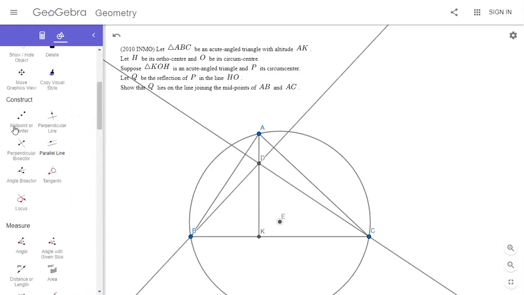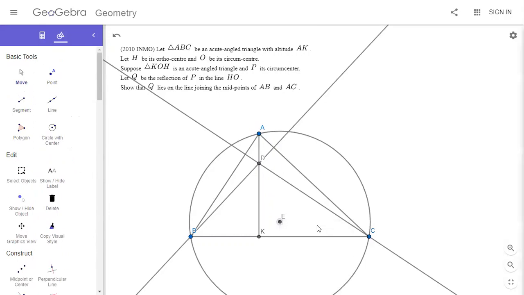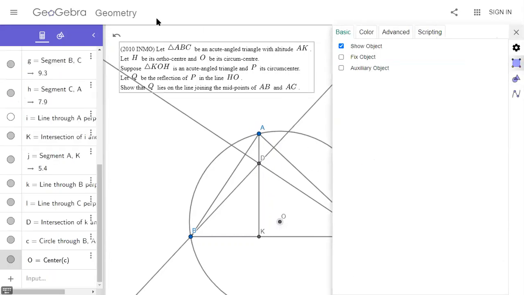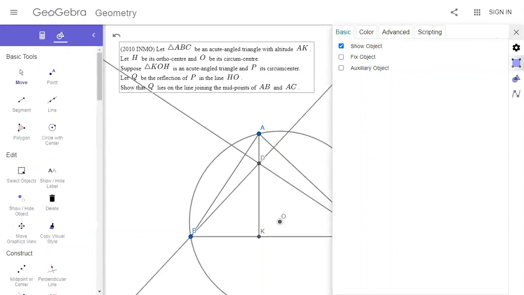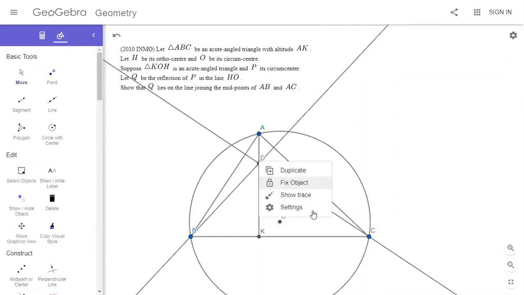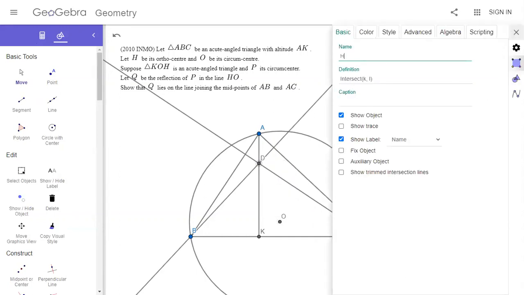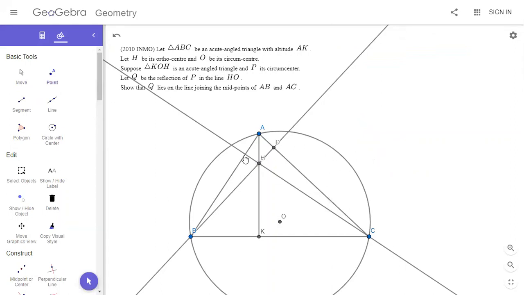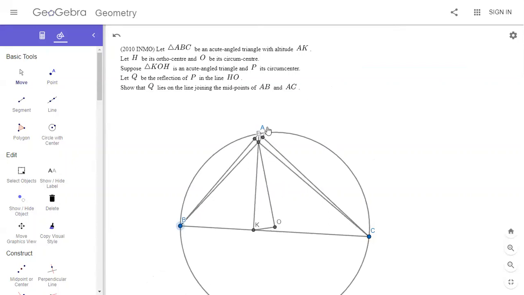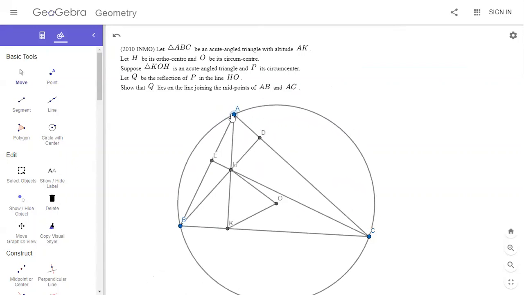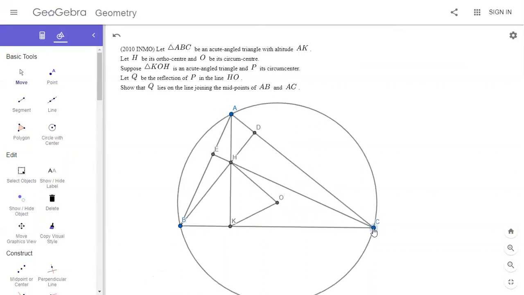Okay. Suppose KOH. Okay, so let's rename this H. Cut off some of the excess. Okay, so we need KOH to be acute. So I'm gonna have to move the figure a little bit. That looks kind of acute. I want it to look isosceles, but okay.